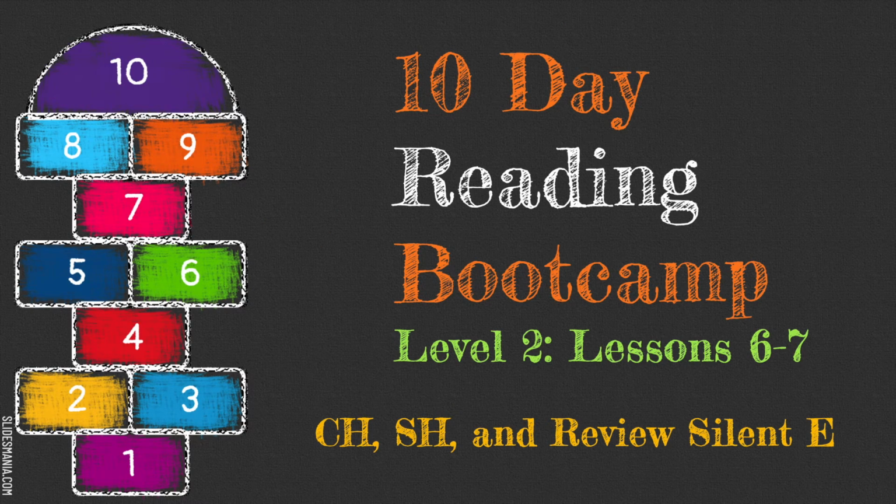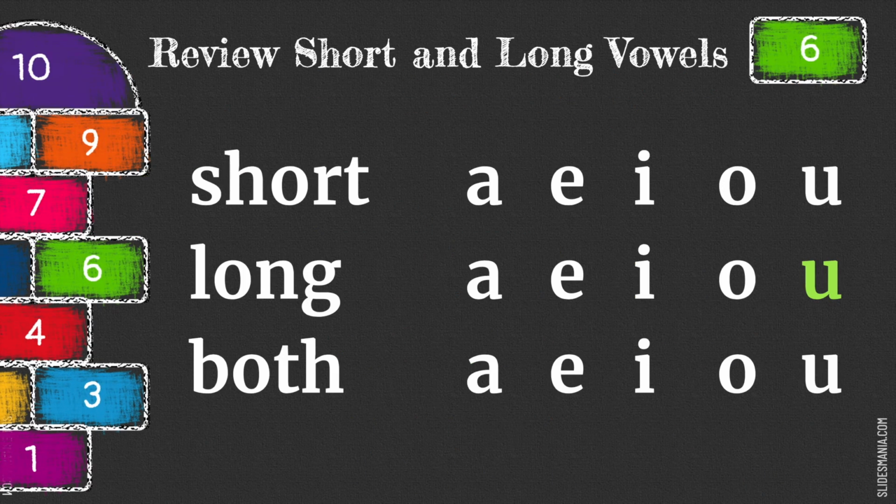We're doing lessons 6 and 7 of level 2, where we're going to learn the sounds of CH, SH, and review the silent E. So let's review our short and long vowel sounds. You can either pause the video before each sound and do it before each line or before each screen, but make sure you try it on your own and then turn the video back on and see how you do.